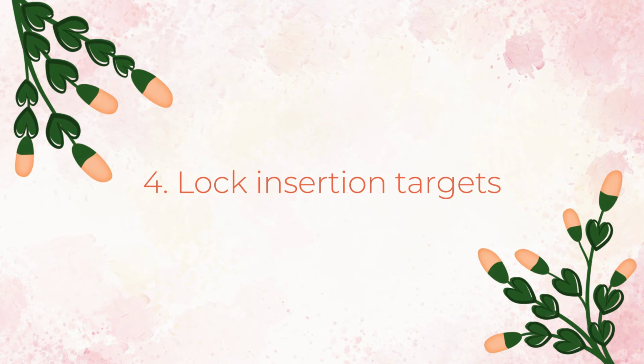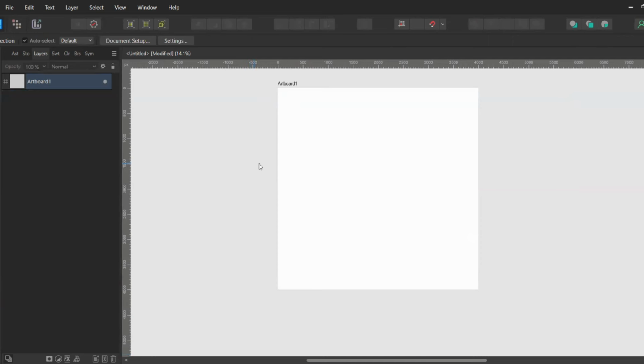The fourth feature is Lock Insertion Targets. Here on the top you can see three little squares. Each little square does something a little bit different and I'll go over the first and third one. Let's have a look at the first one called Insert Behind the Selection.